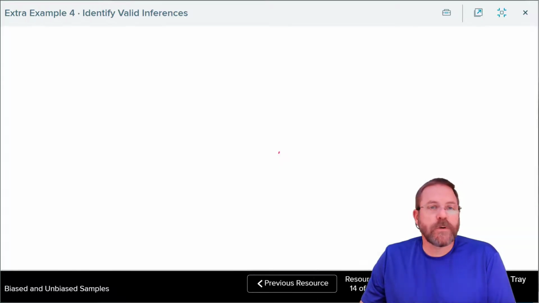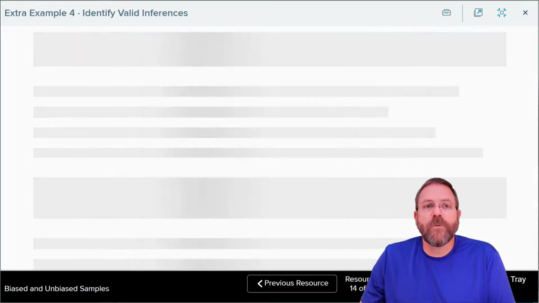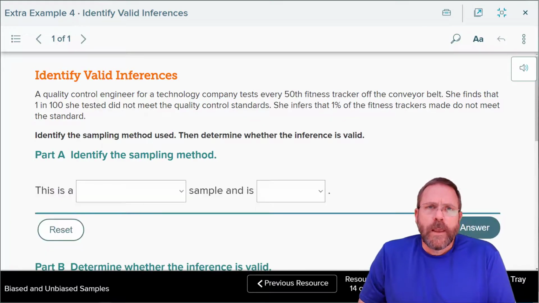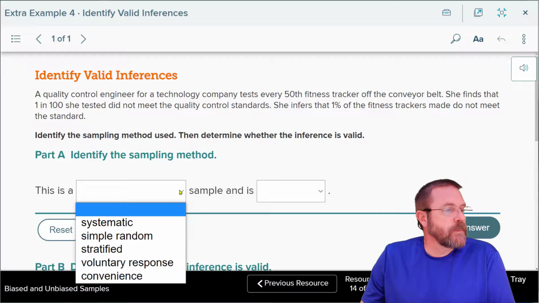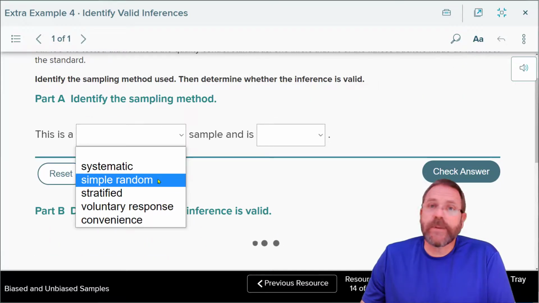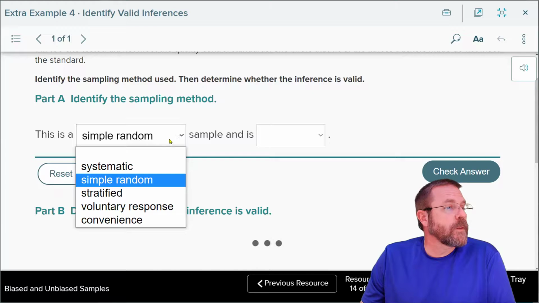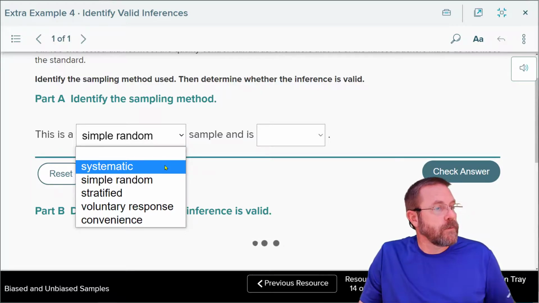And now we're going to skip over to the very last problem, extra example 4, which you're going to work on your own. A quality control engineer for a technology company tests every 50th fitness tracker. So right there you have a random sample taking place on the conveyor belt. She finds that 1 in 100 did not meet the quality control standard and infers therefore that 1% of the fitness trackers do not meet the standard. First, what type of sampling method is being taken? That is going to be a simple random sample. I'm sorry, that's going to be a systematic sample.